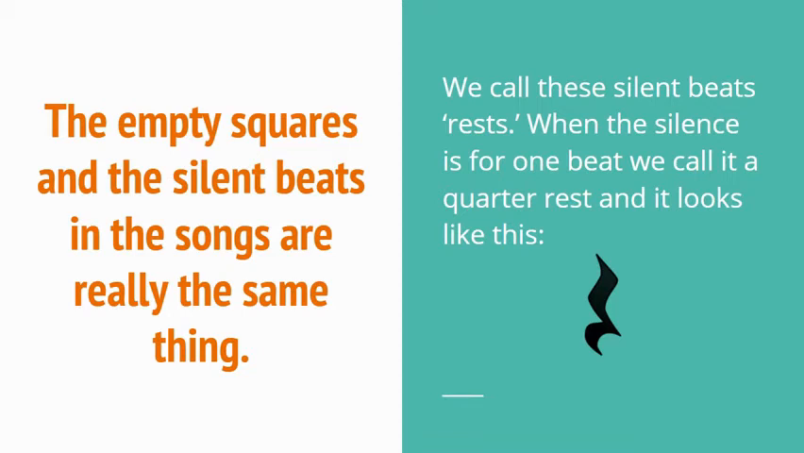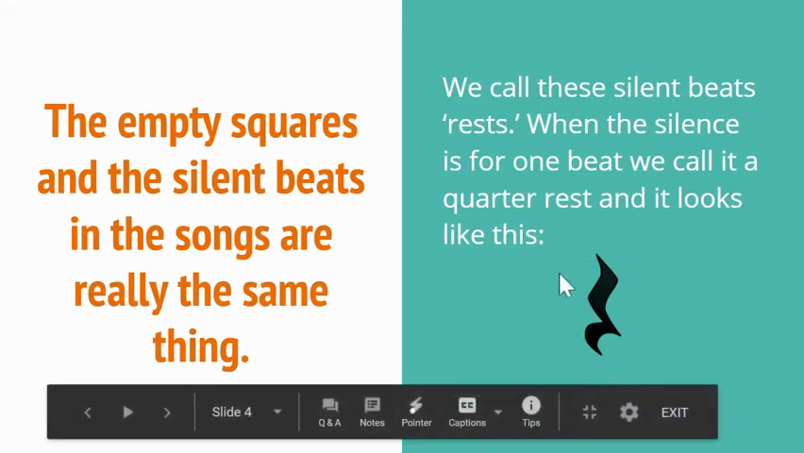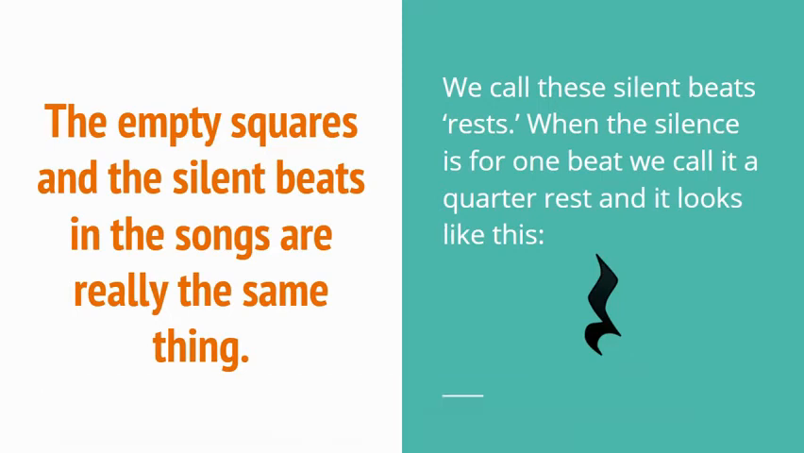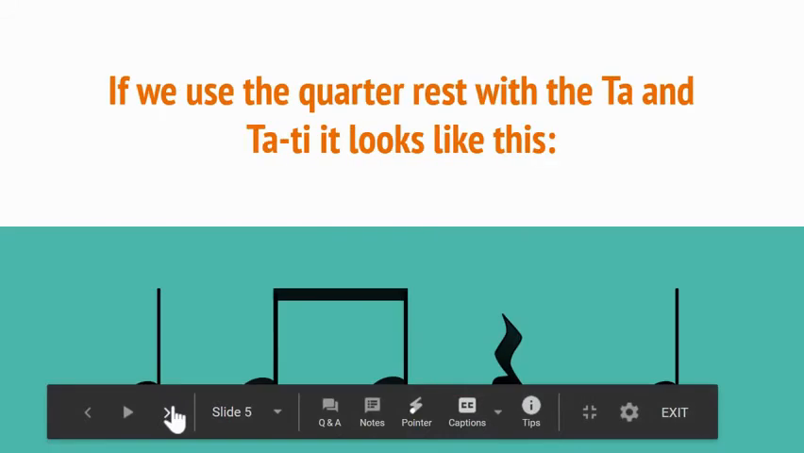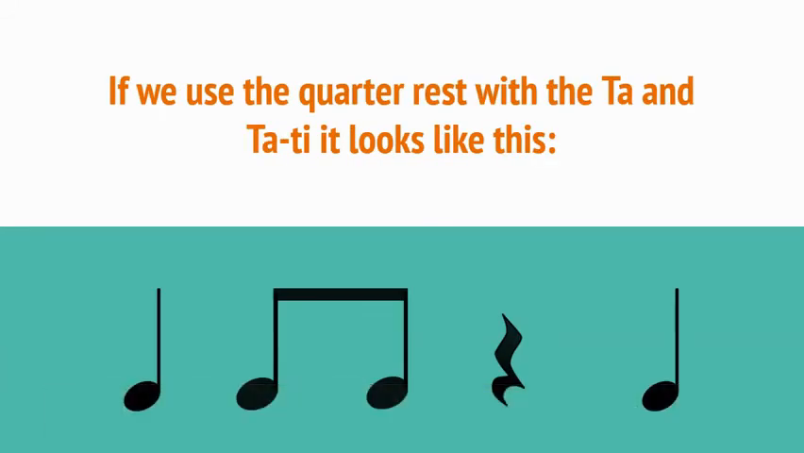When the silence is for just one beat, we call it a quarter rest, and it looks like the one here on the green side of the screen. It kind of looks like a squiggle, actually, but that is a quarter rest. So that shows us that we will be silent for one beat in the song. So for instance, here's an example of what a pattern could look like if we include a quarter rest.